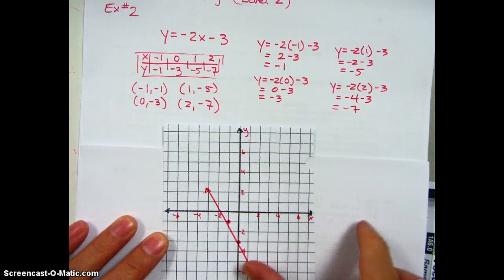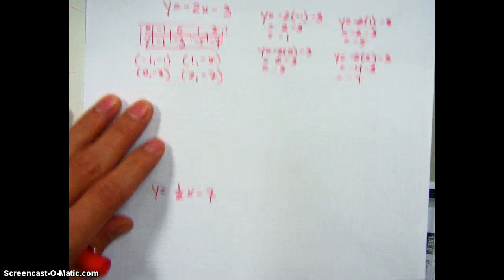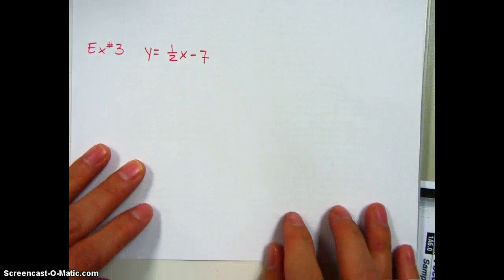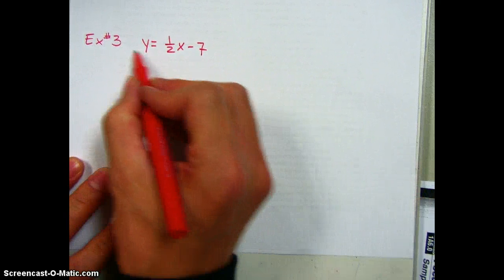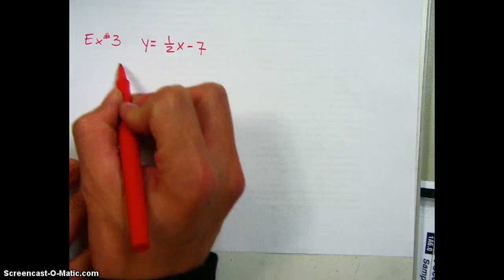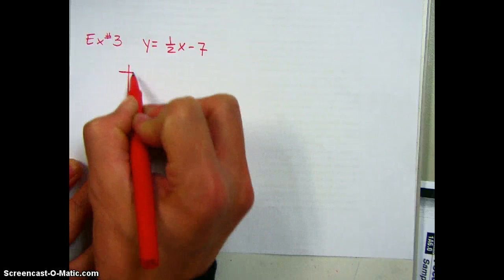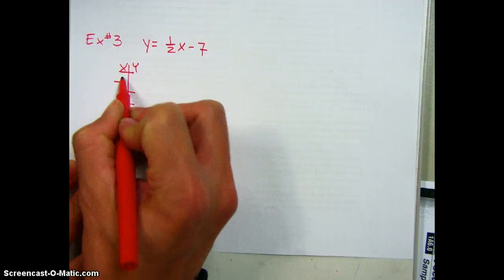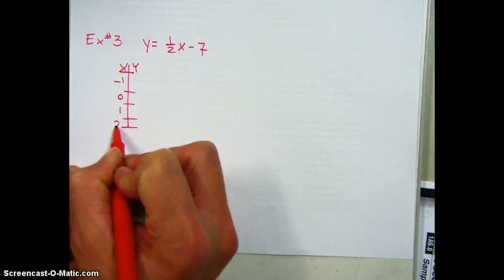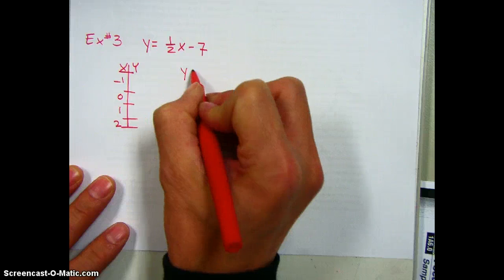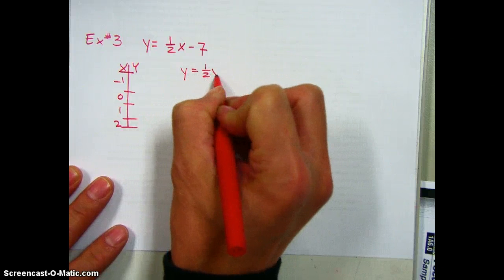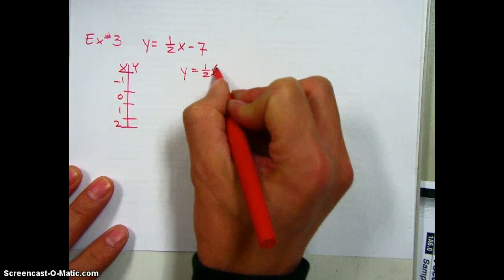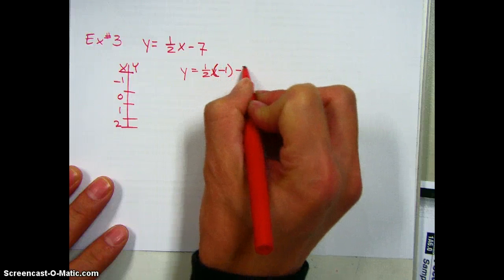Okay, let's try one more example. Move on from here. Feel free to pause and rewind the video as needed. Okay, so once again, y is already solved by itself. This time I'll show you vertically what a t-chart would look like, in case you want to do it that way. Okay, x I'm going to use -1, 0, 1, and 2. Plug it in one at a time. Y equals 1/2 x, 1/2 times -1 minus 7.